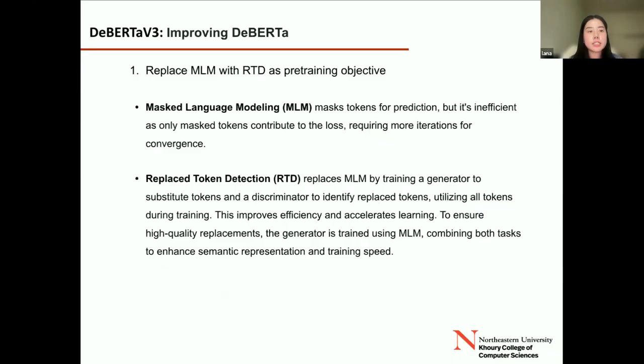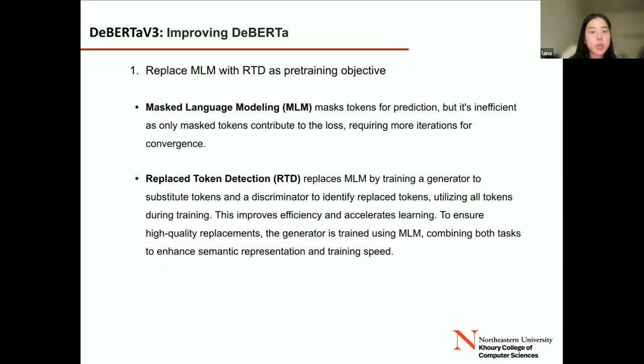And then there's another variant of DeBERTa called DeBERTaV3 that also incorporates a lot of key innovations that improve the performance of DeBERTa even more. So first, it replaced masked language modeling with replaced token detection as the pre-training objective. So what do these terms mean?